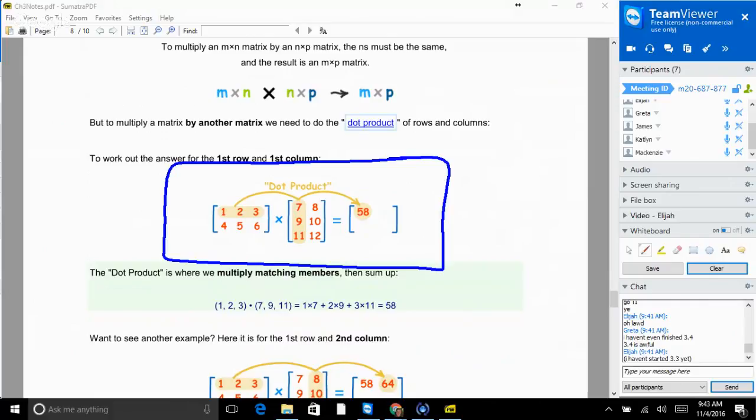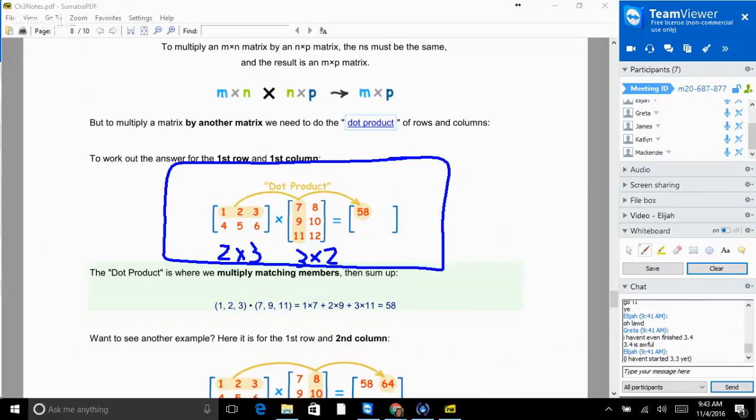Okay, so you can see here that this is a 2 by 3 matrix, right? It's 2 rows and 3 columns. And our second matrix is a 3-row by 2-column matrix. So obviously they're not the same size. So if I wanted to add these two together, I can't do it, right?